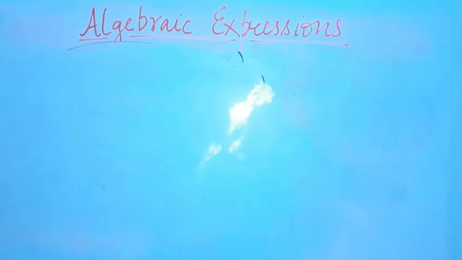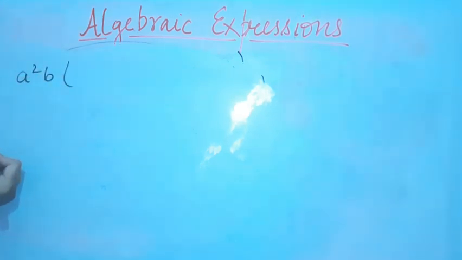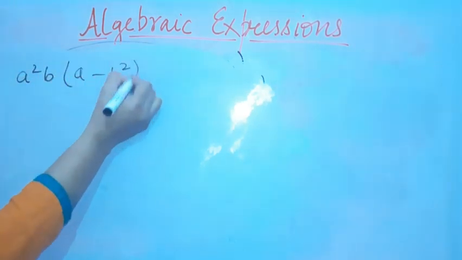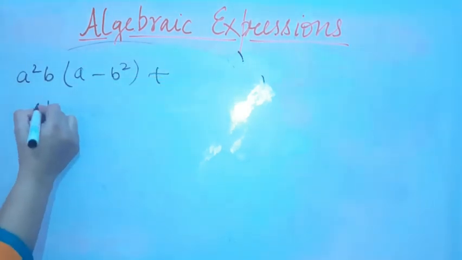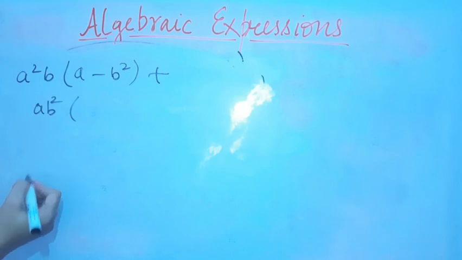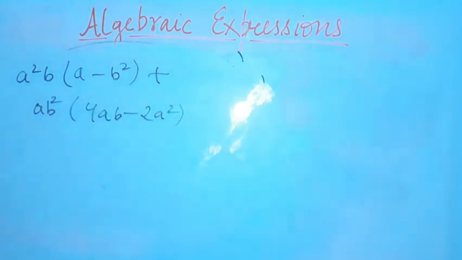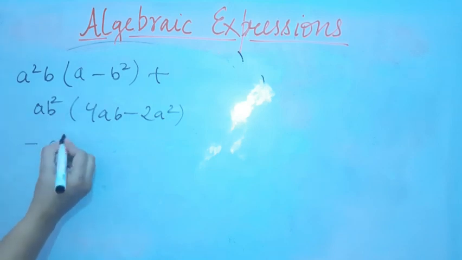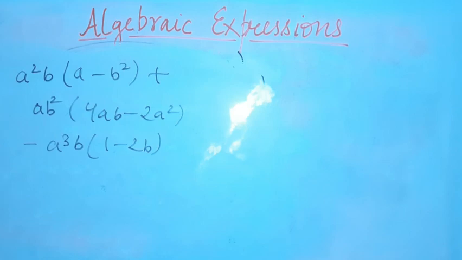Okay, 25 is a square b within bracket a minus b square, plus ab square within bracket 4ab minus 2a square, minus a cube b within bracket 1 minus 2b. This is question number 25. Now I am going to explain it to you. A square b will be multiplied by both the terms given in the bracket.